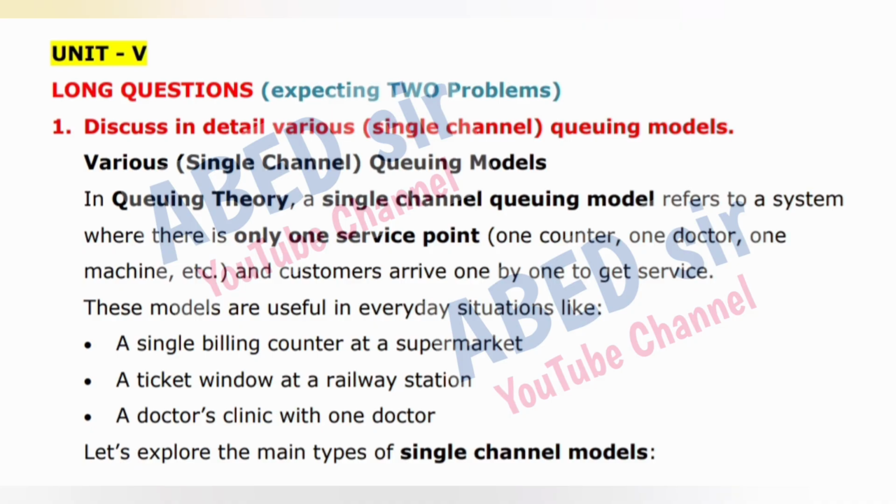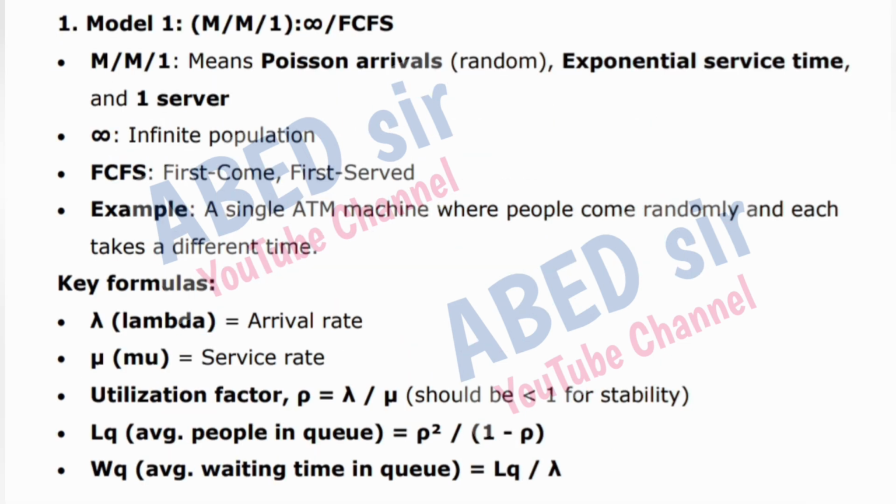Let's explore the main types of single-channel models. 1. Model 1, M/M/1 FCFS. M/M/1 means Poisson arrivals, random, exponential service time, and one server. Infinite population. FCFS, first come, first served. Example, a single ATM machine where people come randomly and each takes a different time.